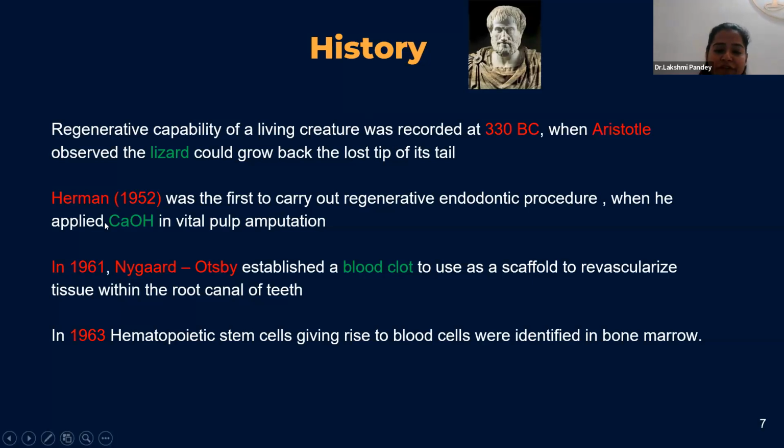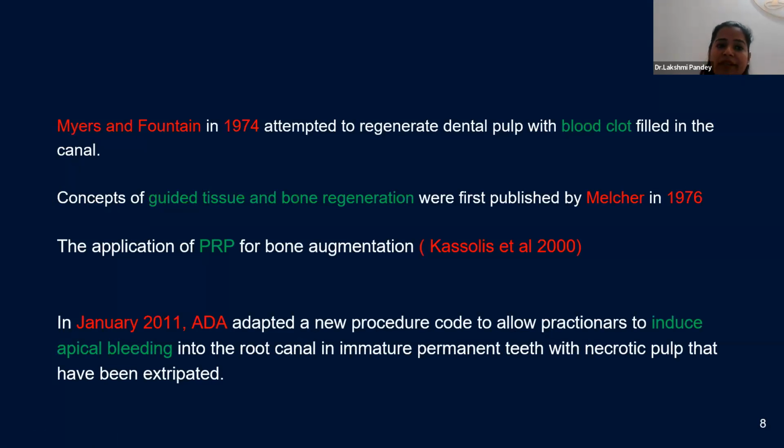Then Herman, in 1952, used calcium hydroxide in vital pulp amputation cases. In 1961, Nygaard-Ostby established that a blood clot can be used as a scaffold for revascularization. In 1963, hematopoietic stem cells were found and used. Myers and Fountain in 1974 attempted to regenerate dental pulp with a blood clot. The concept of guided tissue and bone regeneration was given by Melcher in 1976. The application of PRP was also augmented by Cassolis in 2000.